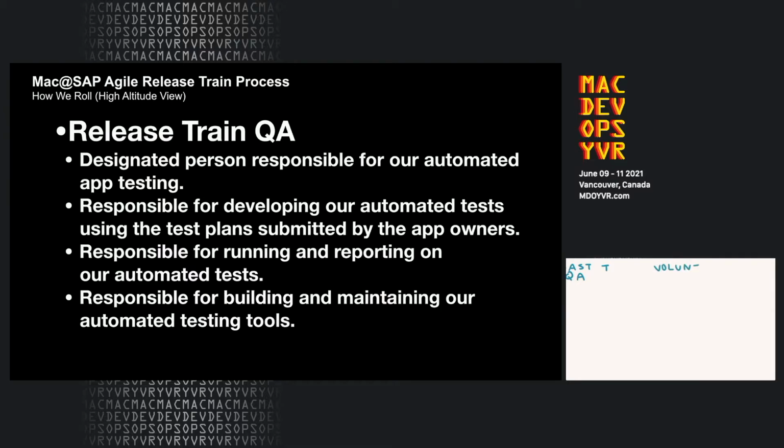The release train QA is responsible for our automated testing, which is separate from the testing done by the app owners. QA in this case is running a set of automated tests based on the test plan submitted by the app owners and verifying if the tests pass or fail. And I'll be talking more about the tools that we use for this shortly.